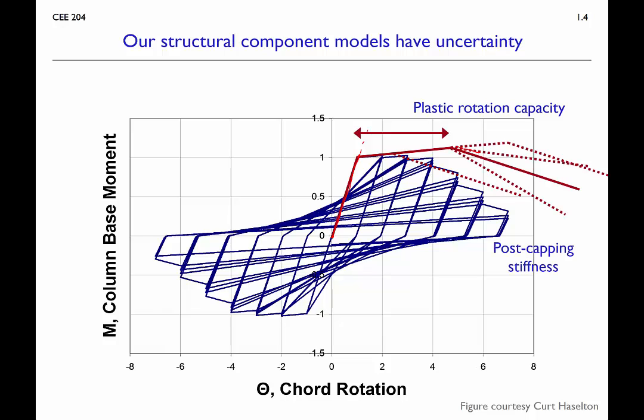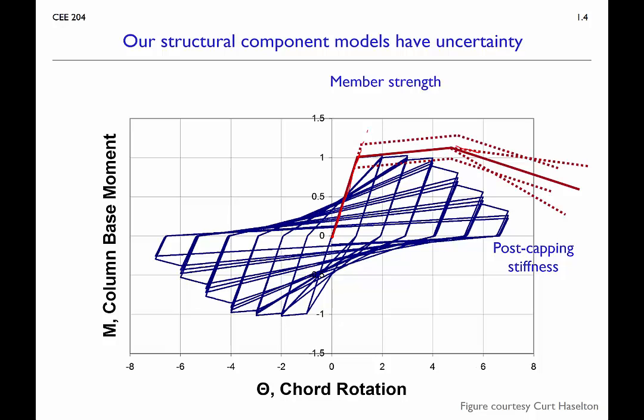Similarly, so let the slide advance. We have uncertainty in this stiffness, the slope of this descending branch, which we call the post-capping stiffness. We have uncertainty in member strength.